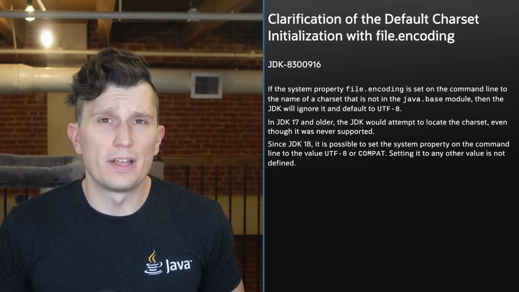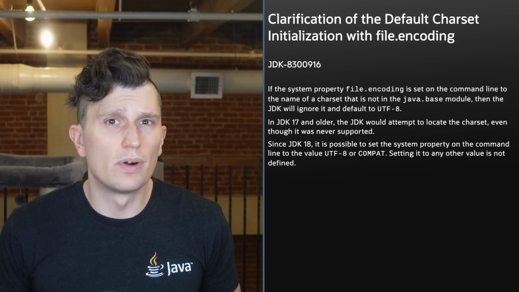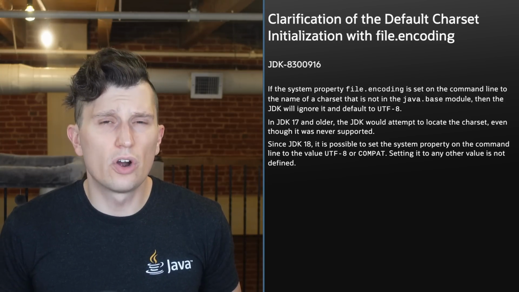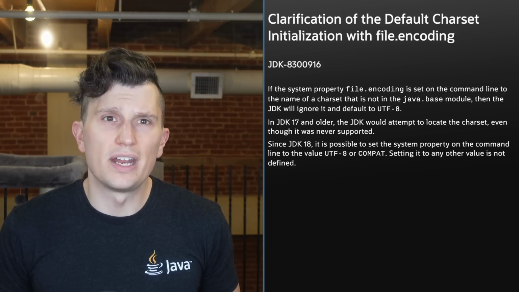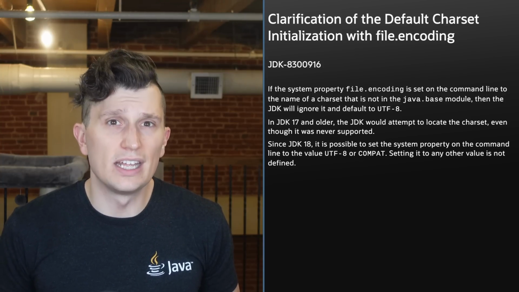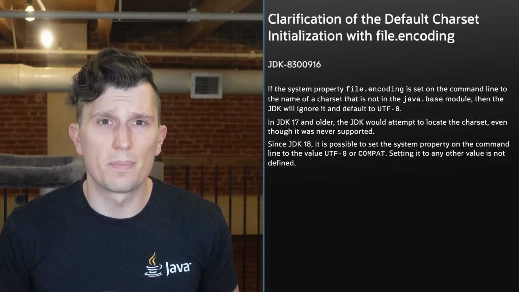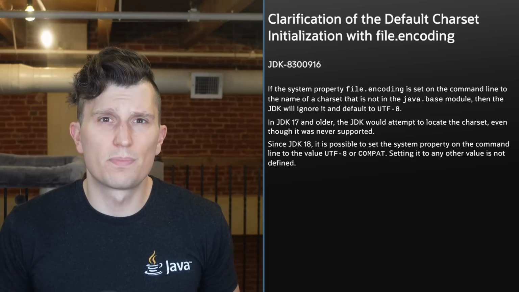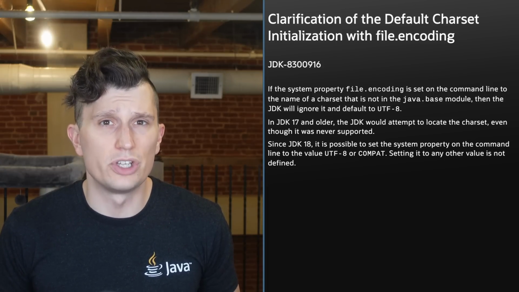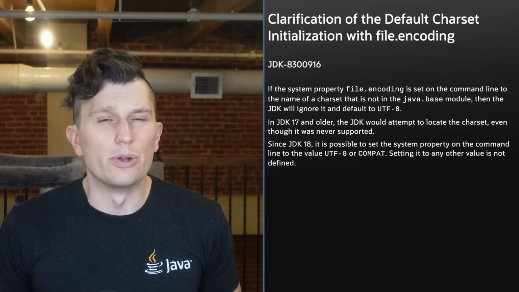If the system property file.encoding is set on the command line to the name of a charset that is not in the java.base module, then the JDK will ignore it and default to UTF-8. In JDK 17 and older, the JDK would attempt to locate the charset even though it was never supported or documented to change the value of the system property in these releases. Since JDK 18, it is possible to set the system property on the command line to the default UTF-8 or COMPAT. Setting it to any other value is not defined.